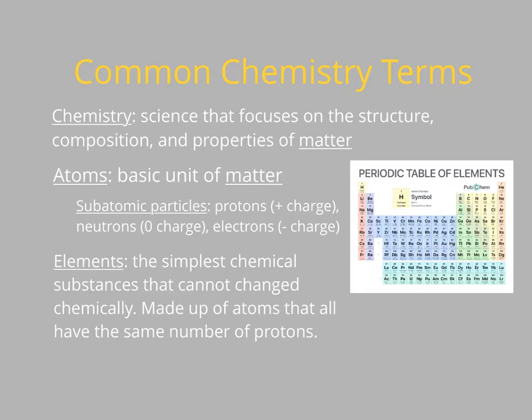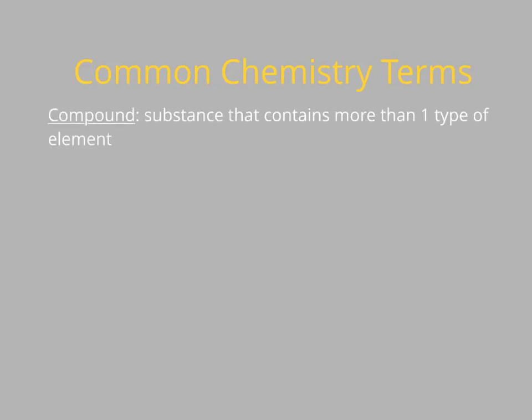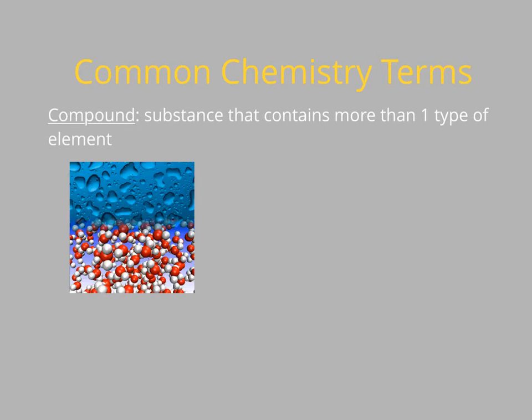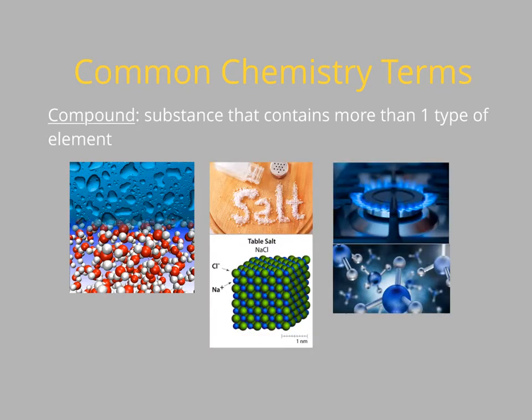So now what happens when we take atoms of different types of elements and combine them? In that case, we get a compound. And compounds contain more than one type of element. So for example, water is a compound, salt, sodium chloride, is a compound, methane, CH4, is a compound, because they all contain multiple atoms of different types of elements.